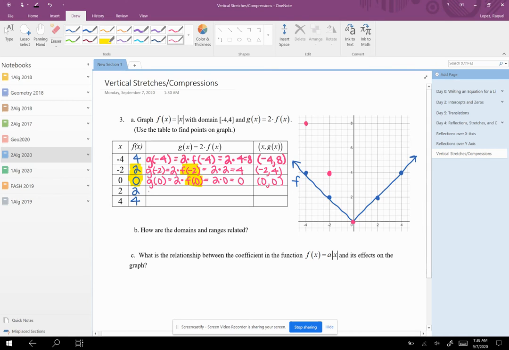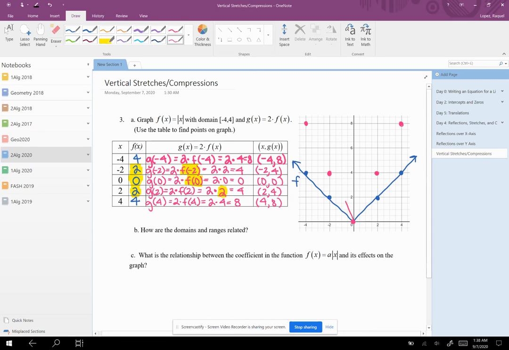All right. And then we've got g of 2 equals 2 times f of 2. And that equals 2 times 2, because when I plug in 2 for f, the output is 2. So that's where that 2 is coming from. So 2 times 2 is equal to 4. So this point is going to be 2, comma 4, right here. And then let's do the last one. g of 4 equals 2 times f of 4, and that equals 2 times 4, which is 8. So this coordinate is going to be 4, comma 8.